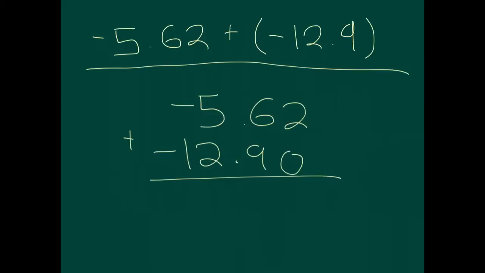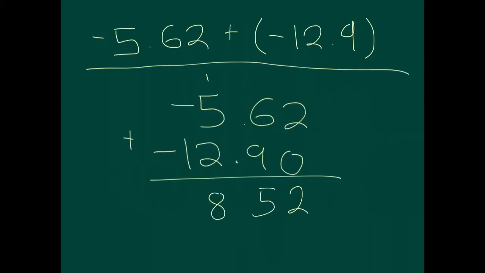In this problem, we'll be adding decimals. So you've got to add like normal. 2 plus 0 is 2. 6 plus 9 is 15. Carry the 1. 5 plus 2 is 7, plus 1 is 8.